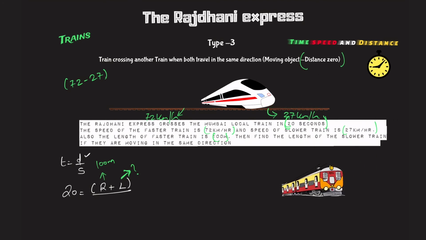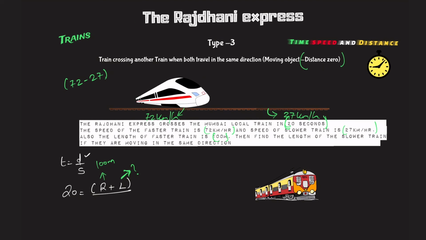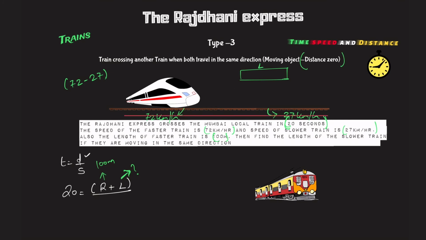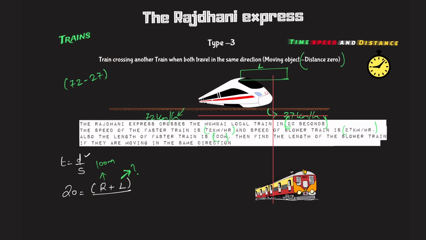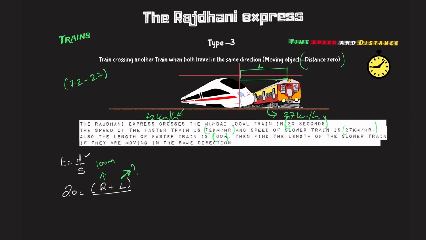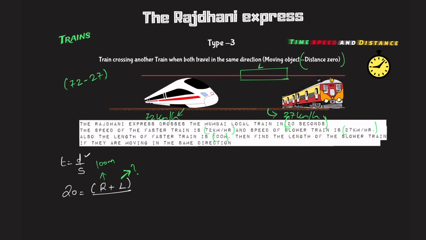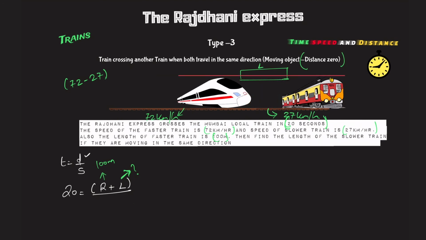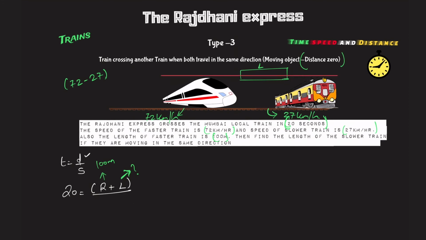Because if there was no local train here, and it just had to cross a barrier which has a length of say L, where L is nothing but the length of the local train, then it would have just crossed this barrier, because with the speed of 72 it will go 72 in 1 hour. But what is happening is, if this goes ahead by 72, this is also going ahead by 27. So as a resultant, if this is just chasing this, it goes ahead only by 72 minus 27, because if this went ahead by 72, this also went ahead by 27.